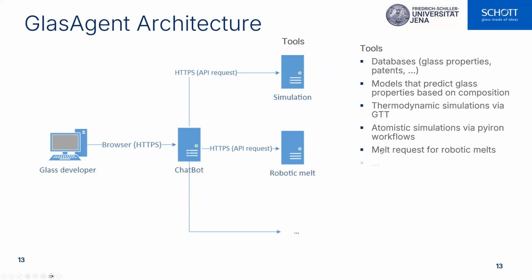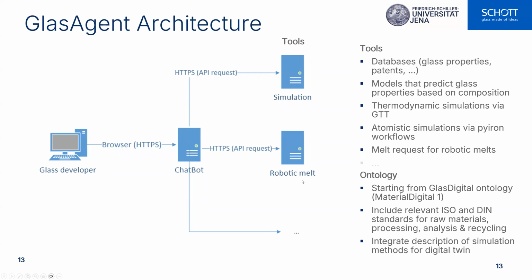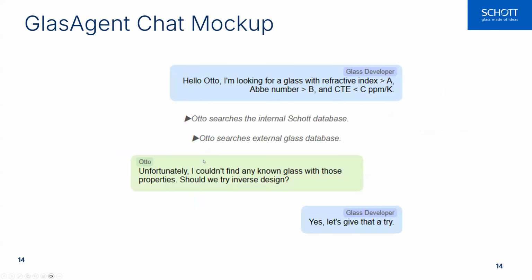And in the project, there's also a robotic melt at the Bundesanstalt für Materialprüfung, Berlin. And so it can submit melt requests to this robotic melt. And so in all of this, we work with the University of Jena to ontologically decorate these requests so they are kind of understandable from a machine point of view.